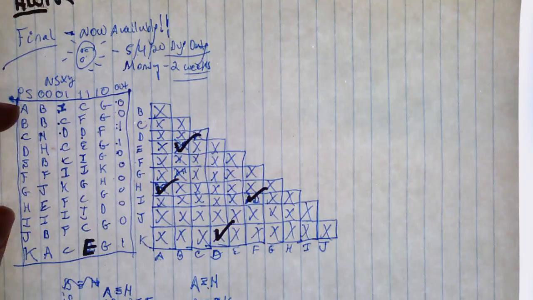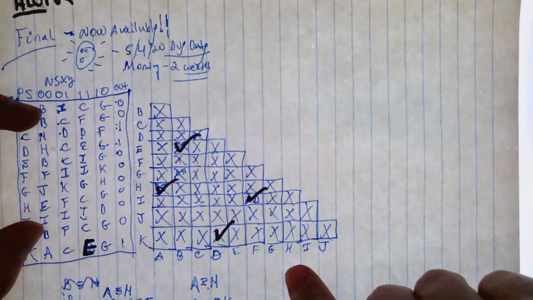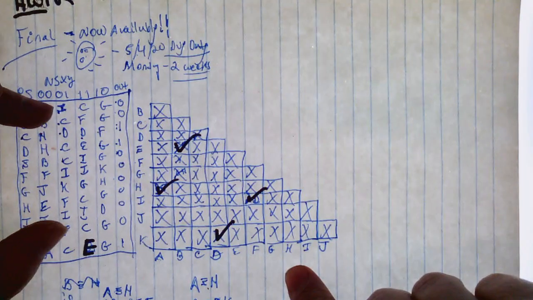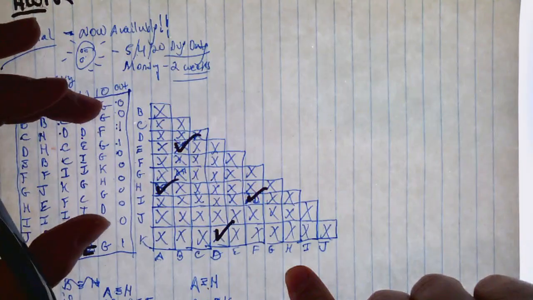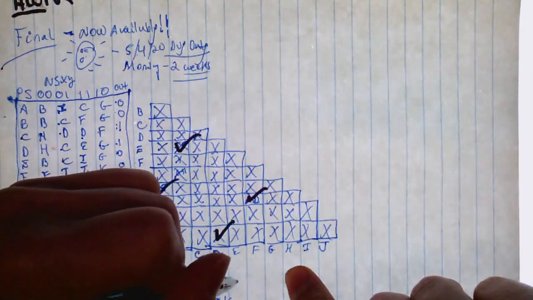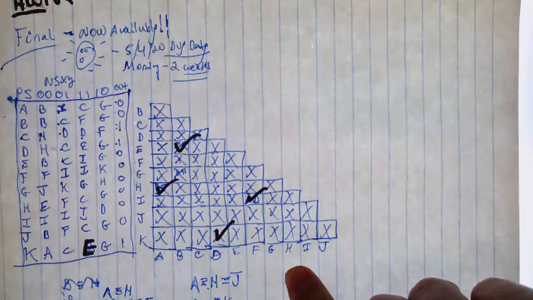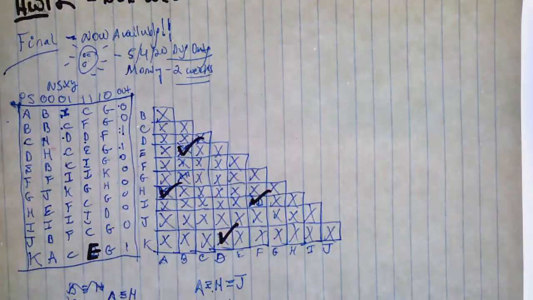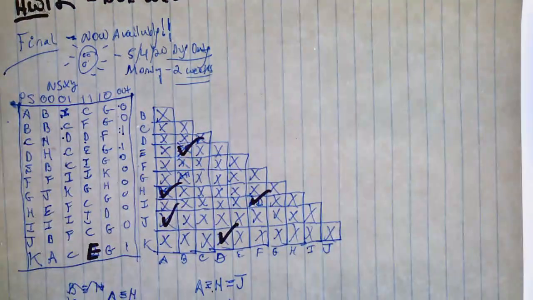A is equal to J. Let's see. B equals B, I equals F, C equals C, G equals G. Yep, A equals J. That's good. So then we can put a check mark in there. And where else did we go wrong?